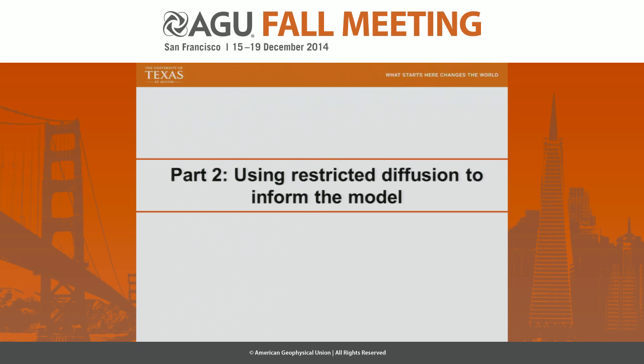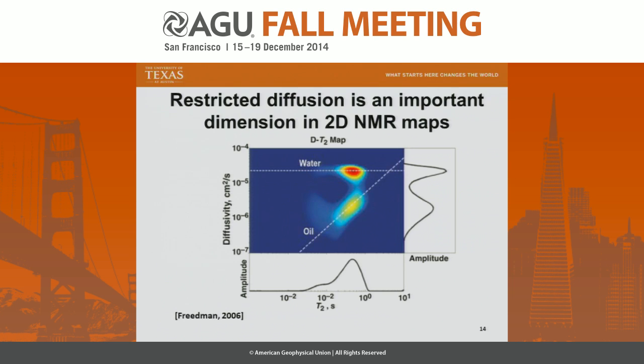So we go to the second part of the talk about using NMR in calibrating the network models. This is a two-dimensional NMR map. The y-axis is the restricted diffusion. The x-axis is the relaxation time, which is related to pore size distribution. The y-axis, again, is related to pore structure.